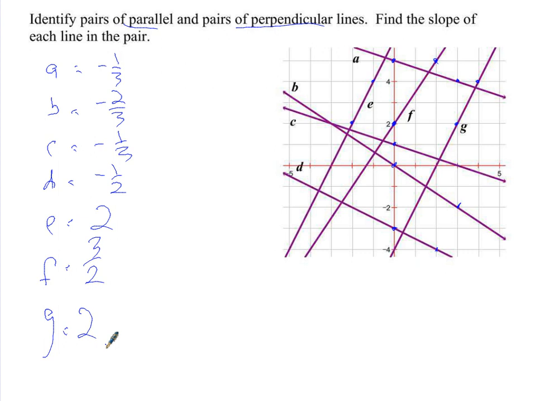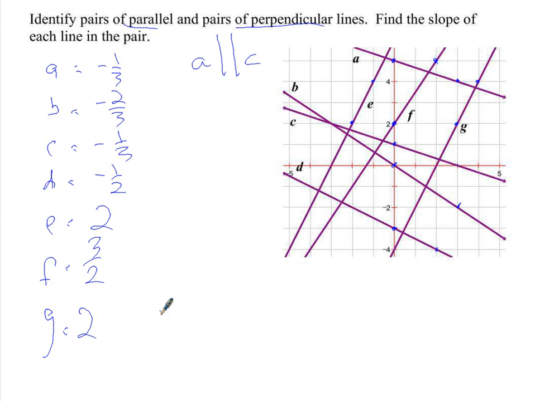Now I just need to compare. Do I have any parallel lines? I'm looking for the same slope. So is there a parallel line to A? A is parallel to C. So I'm going to write A is parallel to C. A is not parallel to D. D has a slope of negative 1/2. If you were just looking at the graph, you might make that mistake. But as soon as I write them all down, I can tell.